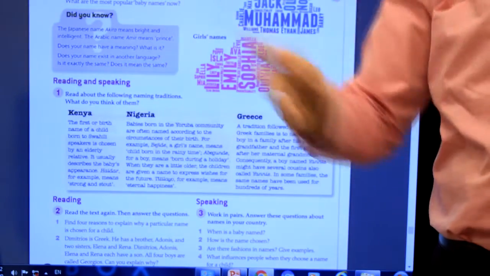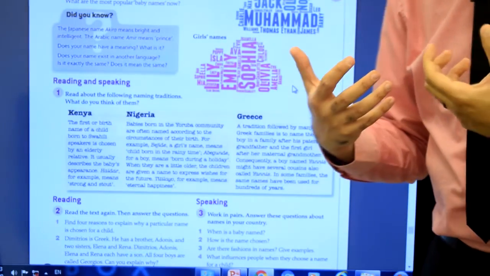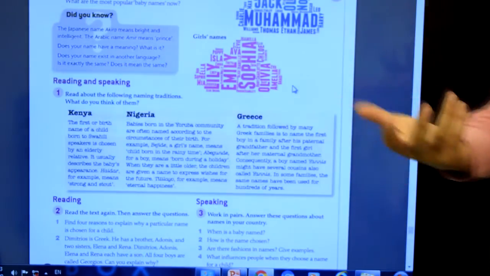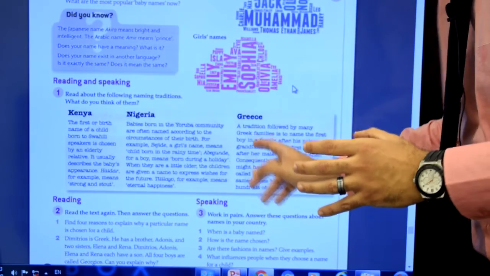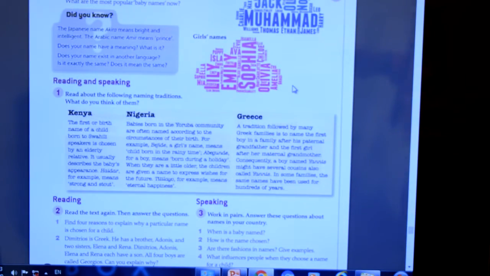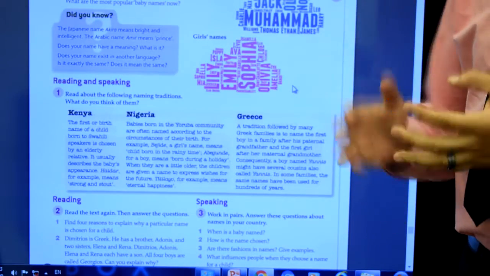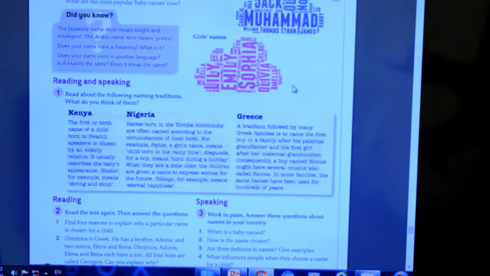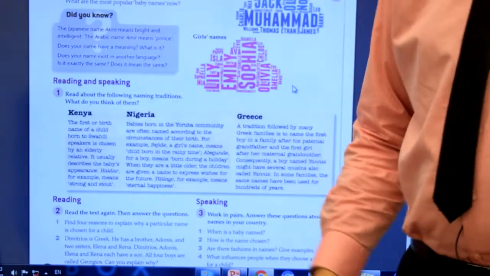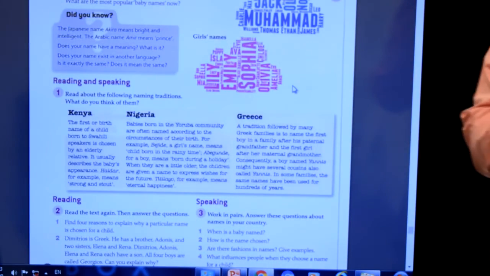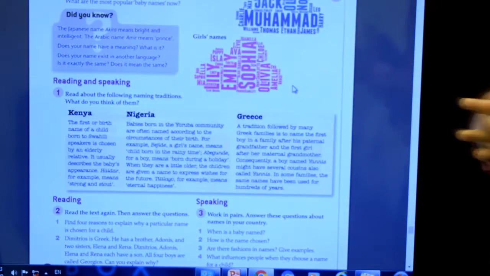Also in Greece, which we talked about before, in Europe, one of the countries with a good reputation for its culture and places you can visit as a tourist, they have their own tradition in giving names. Greek families name the first boy in a family after his paternal grandfather. What do I mean by paternal grandfather? Yes, it's the grandfather of your father. And the first girl is named after her maternal grandmother. What do I mean by maternal grandmother? Yes, the grandmother of your mother. So this is the tradition they are following.